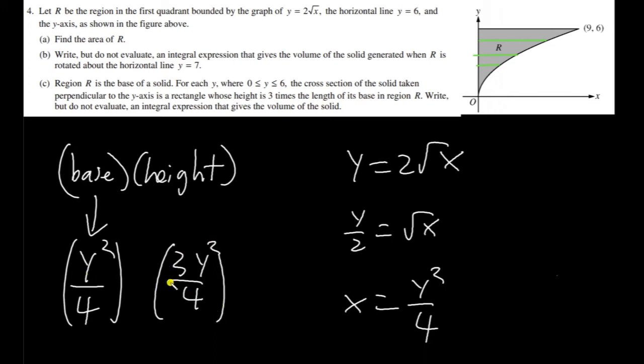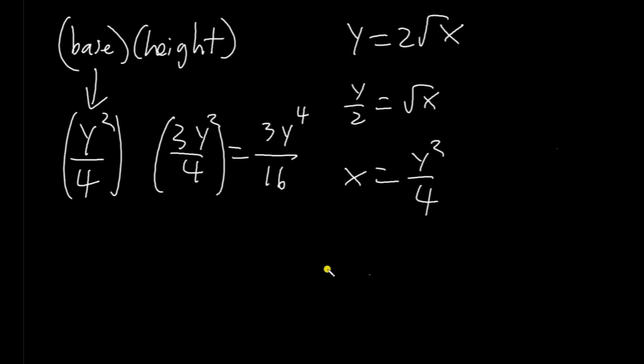Okay, so we multiply these together, we get 3y to the 4th over 16, right? That's going to give us the area of an individual rectangle, right? So for example, like this rectangle, and then this rectangle, and this rectangle. It's going off the screen, but you can see each rectangle. And then we need to add up all of the rectangles, right? So what we're going to do is we're going to integrate these rectangles. So we're going to integrate 3y to the 4th over 16.